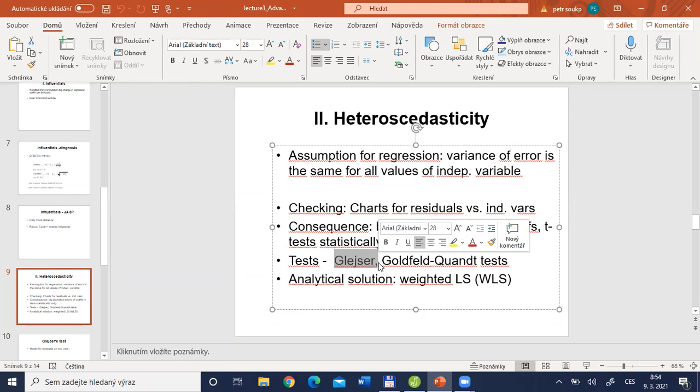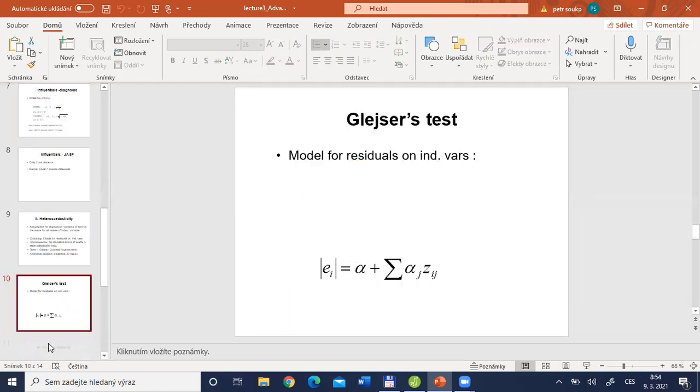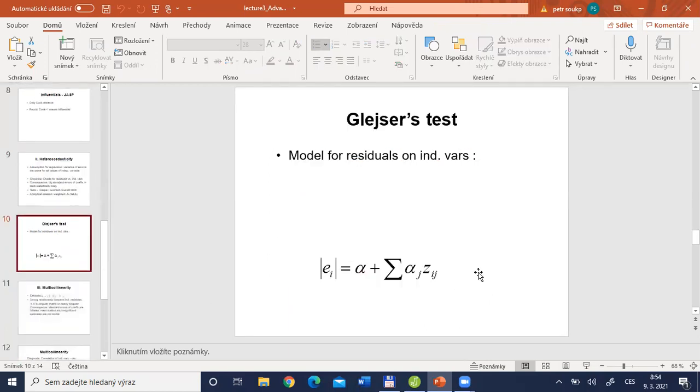If you are using some special packages that offer other testing procedures, of course, feel free to use other tests. So first of all, let's go to the Glejser test implementation in JASP. So what is the logic of this Glejser test?